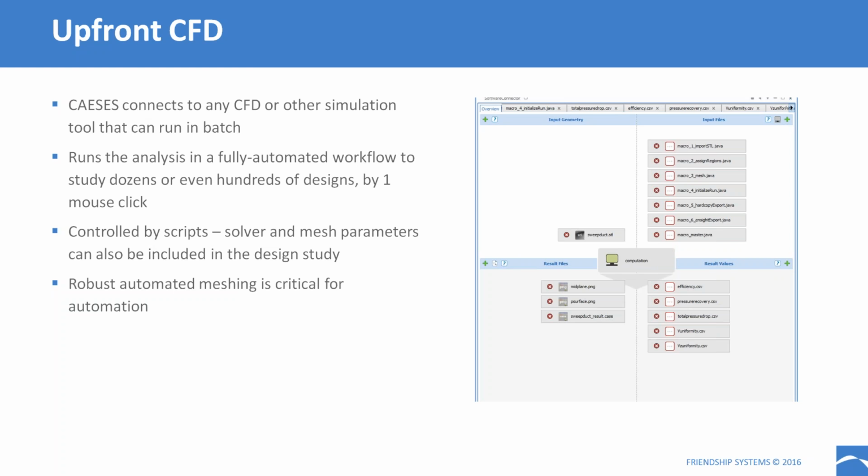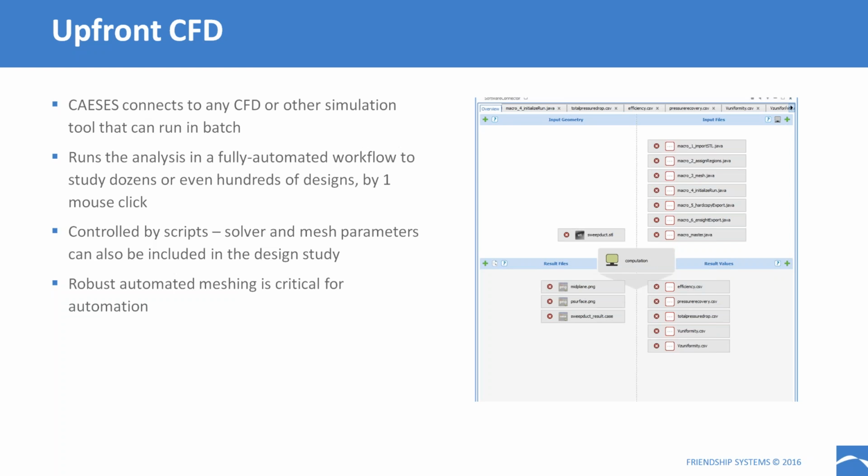The external software will be controlled by scripts so that you can also involve solver or mesh parameters in your design study, apart from the geometry parameters. And obviously there are certain things that are critical, like robust automated meshing, so that you're able to automate the process. In today's webinar, the workflow that we will show is a bit more of a manual process. We will focus on the geometry creation, and then we will manually move the geometry to SimScale to run it there.